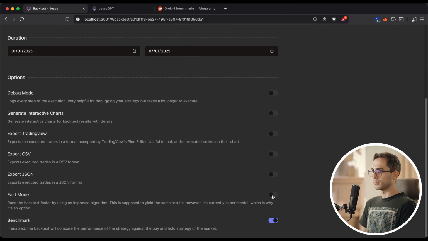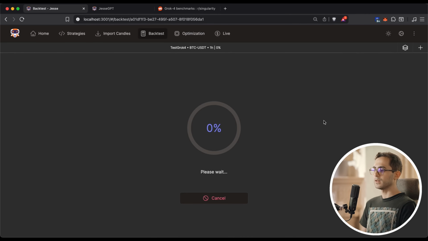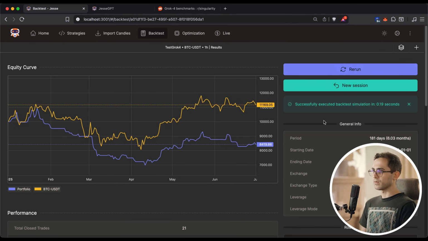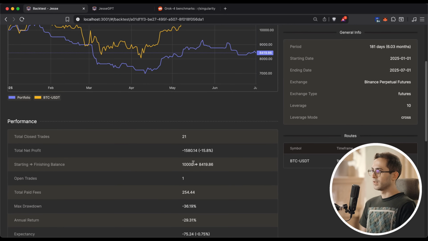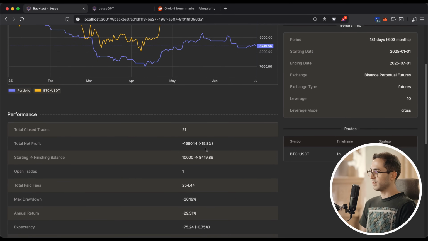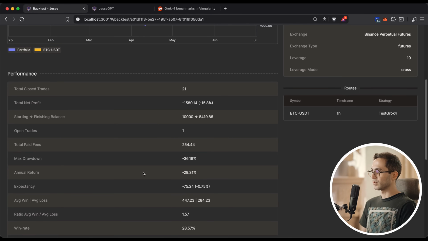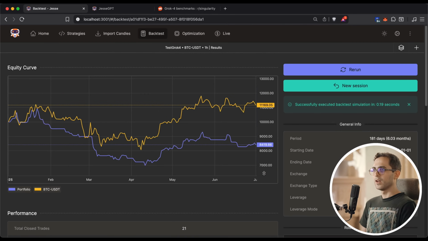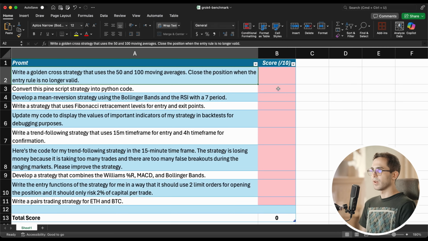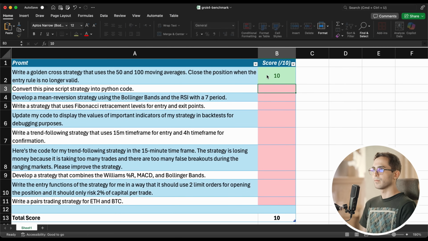Now the fast mode should be on. Let's run it. And it runs just fine. It executed 25 trades. It didn't make a profit. The max drawdown is -36. The win rate is 28%. All right, so this is fine. And I'm going to give it a perfect 10.